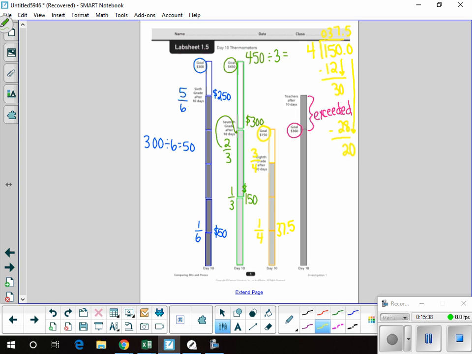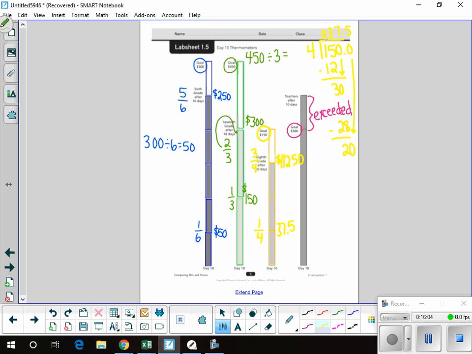Oh, we have 2 different strategies. I heard you guys say we could either multiply by 3, or we could subtract from 150. Either one of those would work. Who has an answer for what we should get for that one? Nico, what are you thinking? 112.5? Yeah, $112.50.